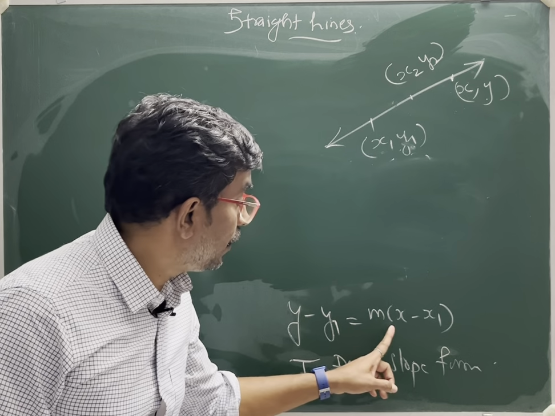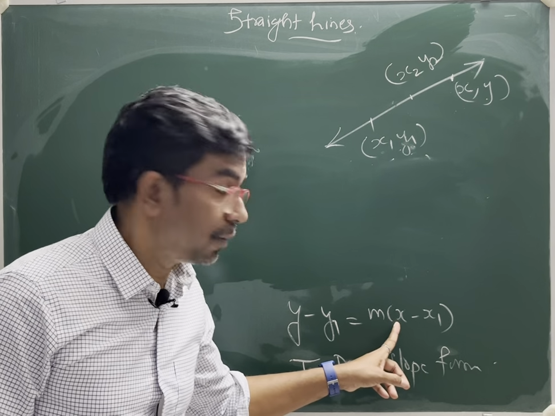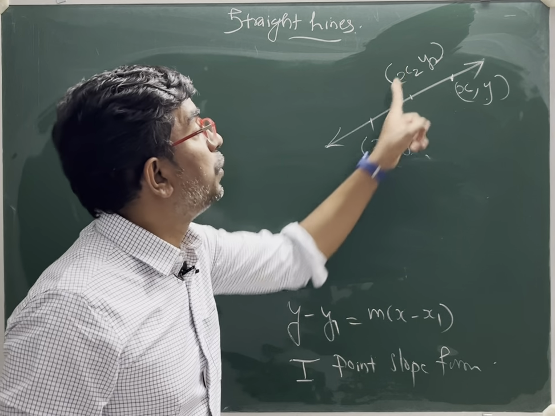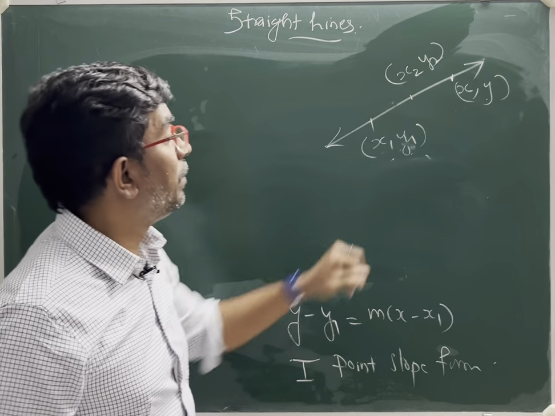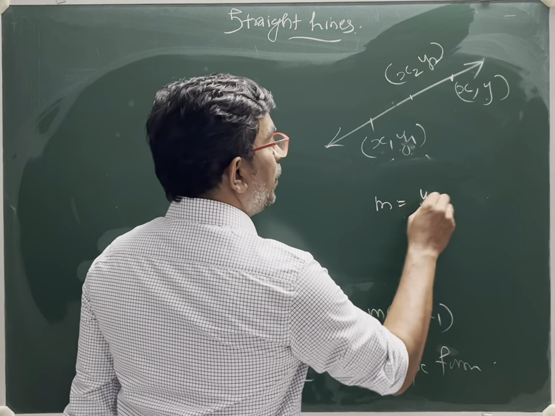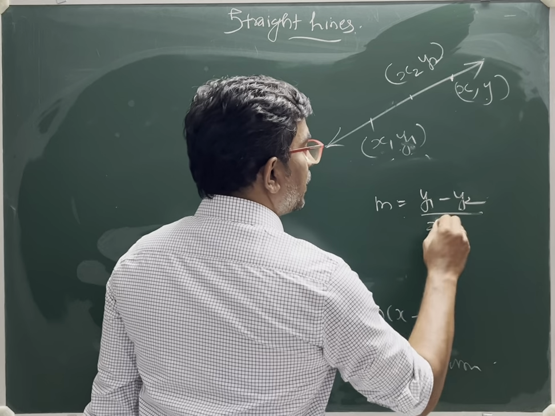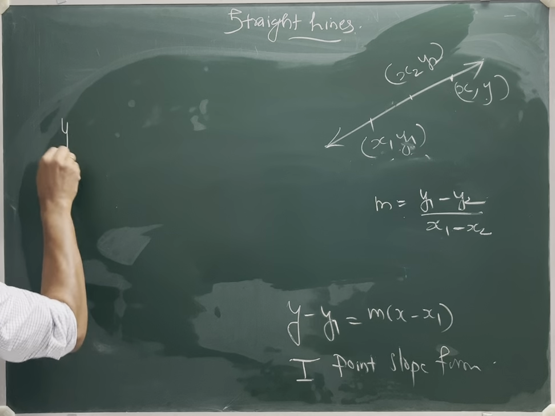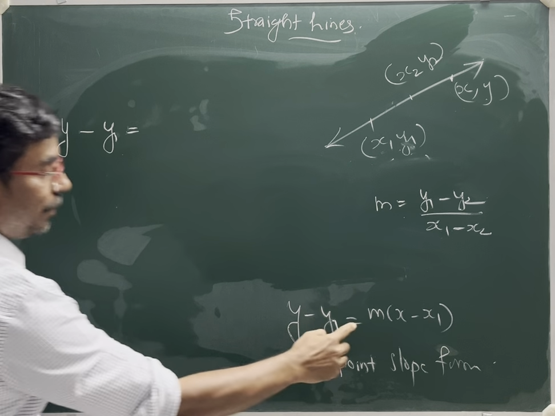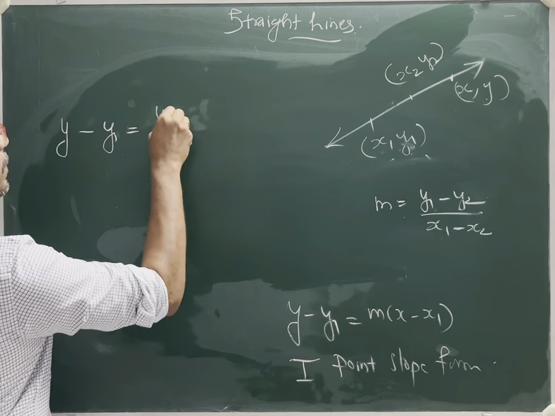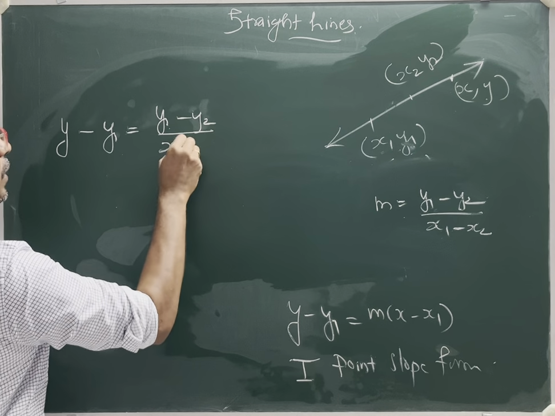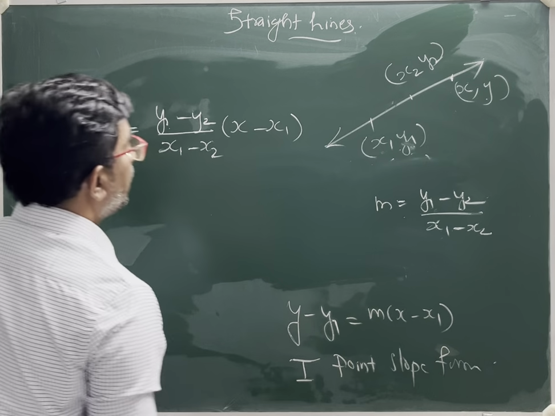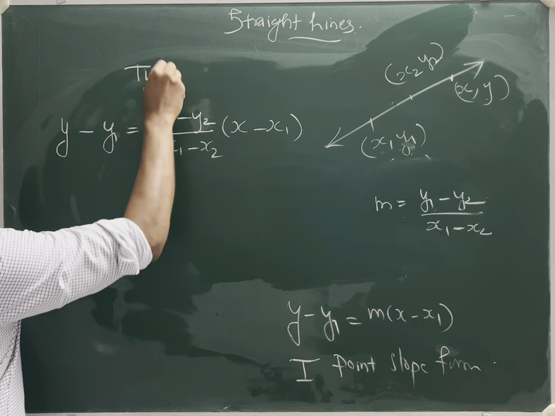I am going to restructure this one. What I do is, m I do not know, but I am going to find m from these known points. What will be m? m will be y1 minus y2 by x1 minus x2. That I will replace here. So I will get the next form, y minus y1 is equal to, in the place of m, y1 minus y2 by x1 minus x2, into x minus x1. This is called the 2-point form.